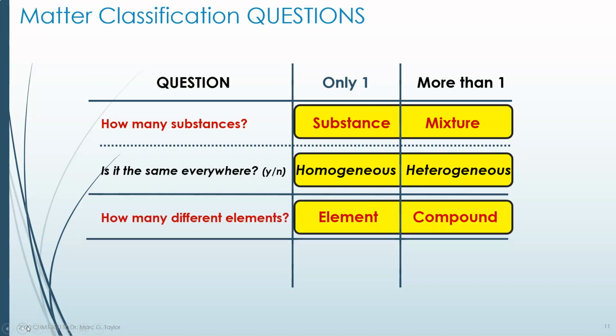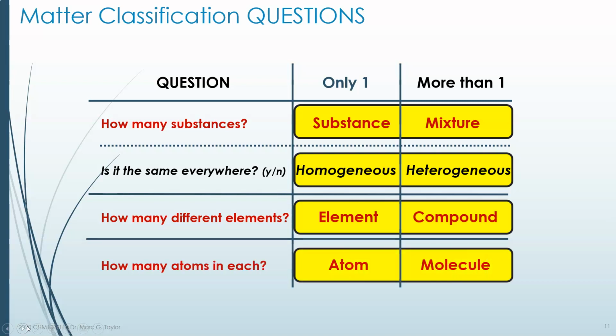Now, the next question you should ask is, you look at each substance. So if you have one substance, you're just going to ask this question once. But if you have a mixture of substances, you have to ask this question and the last question for every single substance in your mixture. So look at the first substance and ask yourself, how many different elements are in that substance? If it's composed of only one kind of atom, it's an element. If it's composed of more than one kind of atom, it's a compound.